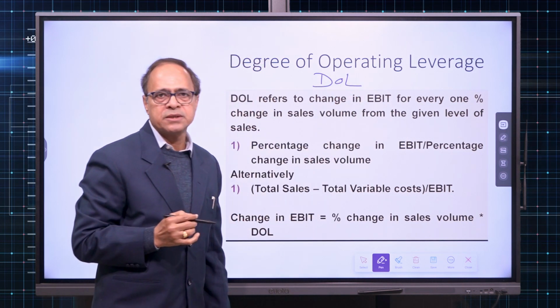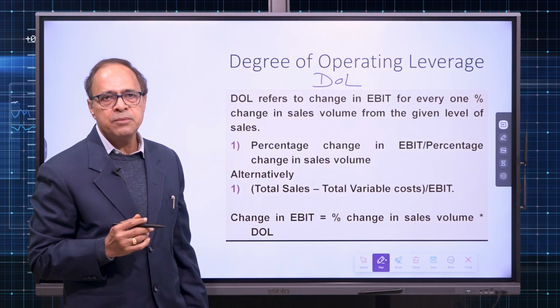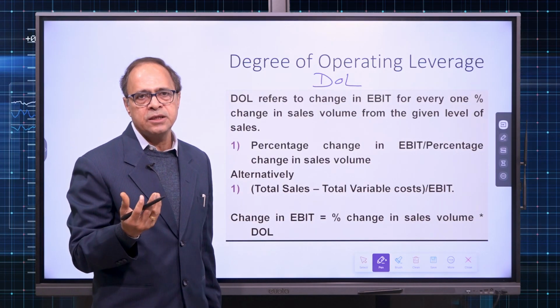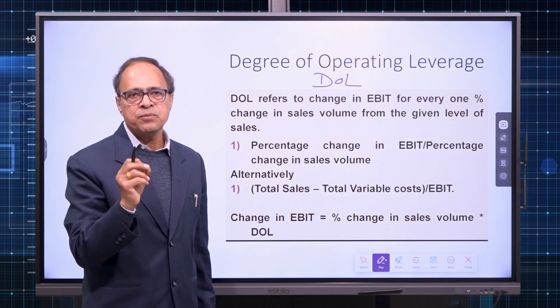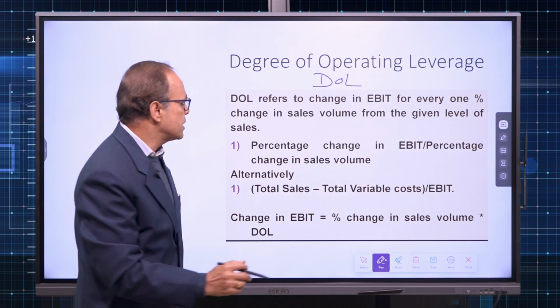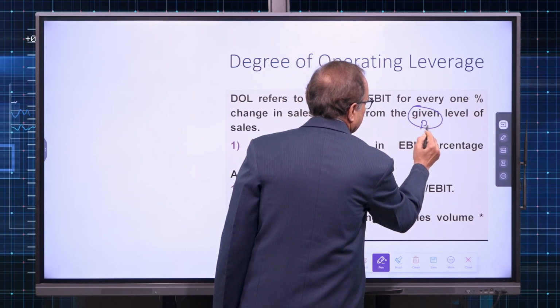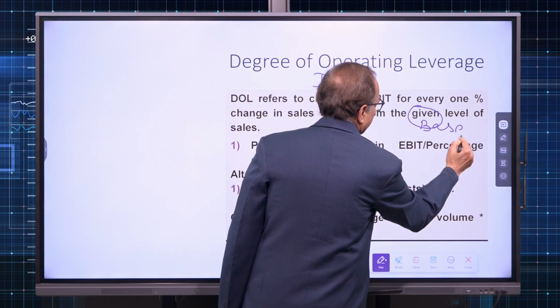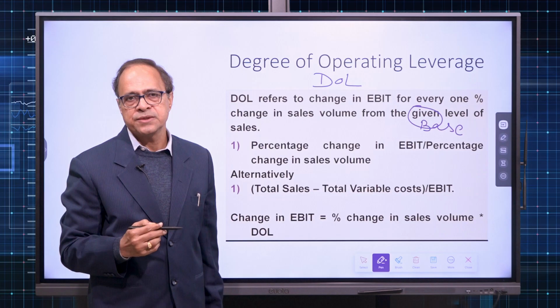degree of operating leverage. Now, degree of operating leverage refers to the percentage change in EBIT for every 1% change in sales from the given level of sales. And this given level of sales is the base level of sales, from where we start the calculation. So that is the given level of sales.